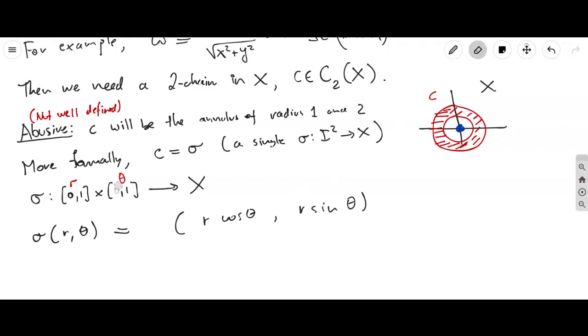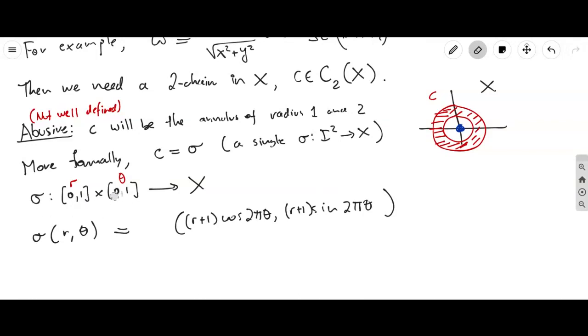But because we're keeping theta to be between 0 and 1, we're doing everything on the unit interval. We're just going to make a small little adjustment. This is going to be 2 pi theta, like this. And then here, because we want the radius to go from 1 to 2, we just make a small little adjustment. And we're just going to write this as R plus 1. Okay? And now we have a smooth function.